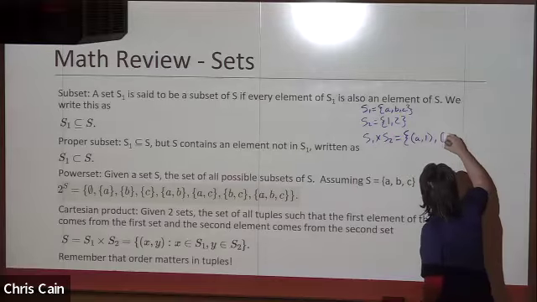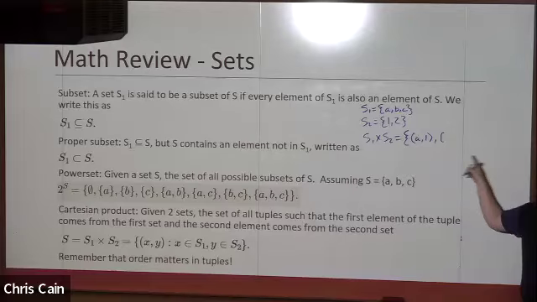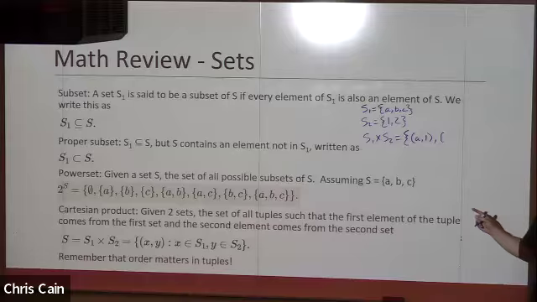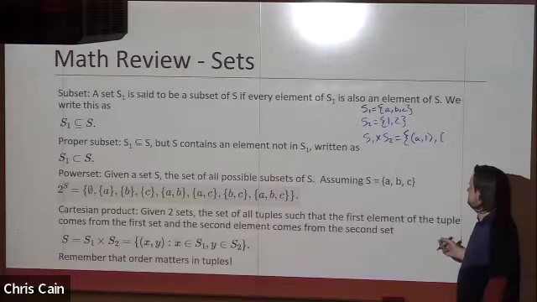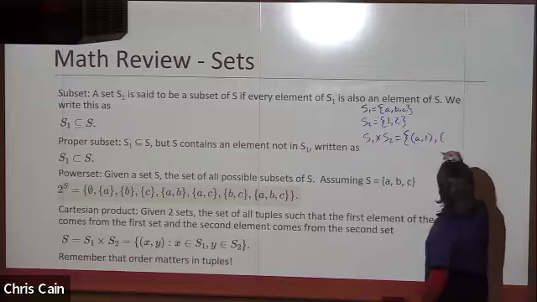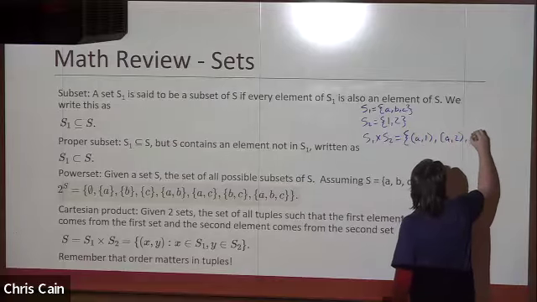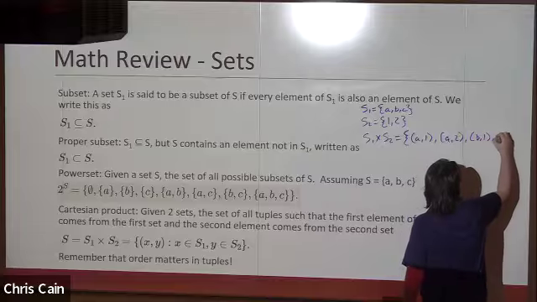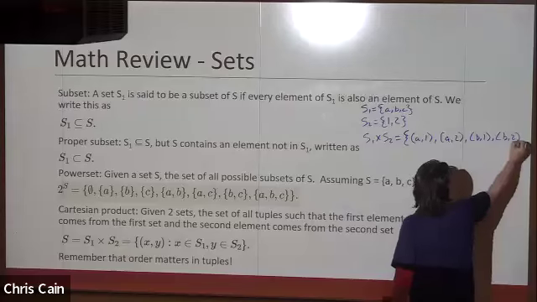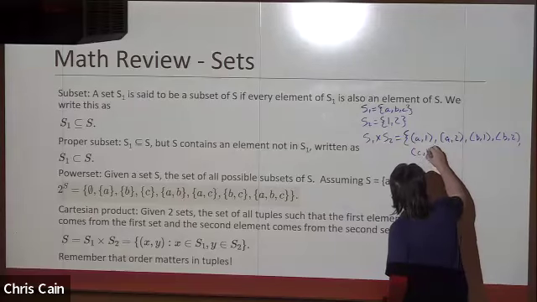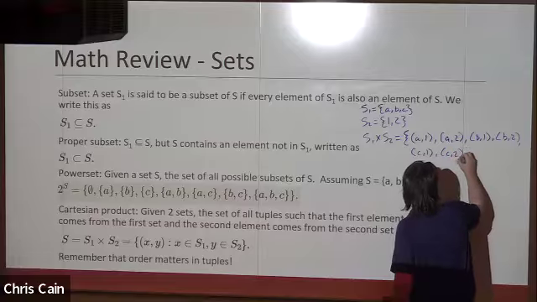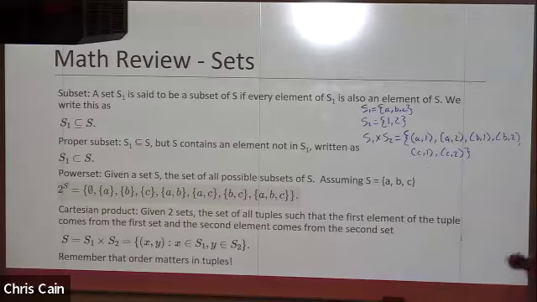So again, the order of these does not matter because this is a set of tuples. So the order of the tuples does not matter, but the order within the tuples does matter. So we can choose A and 2, B and 1, B and 2, C and 1, and C and 2. And that is our Cartesian product or cross product. Either one of those names is equivalent. Questions on that? Any clarifications?